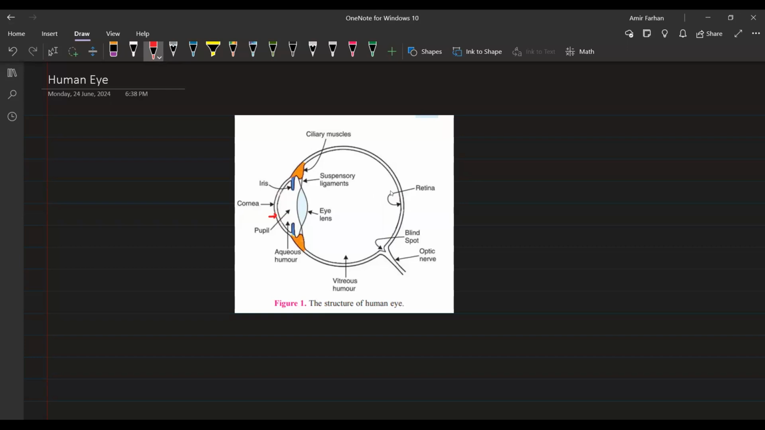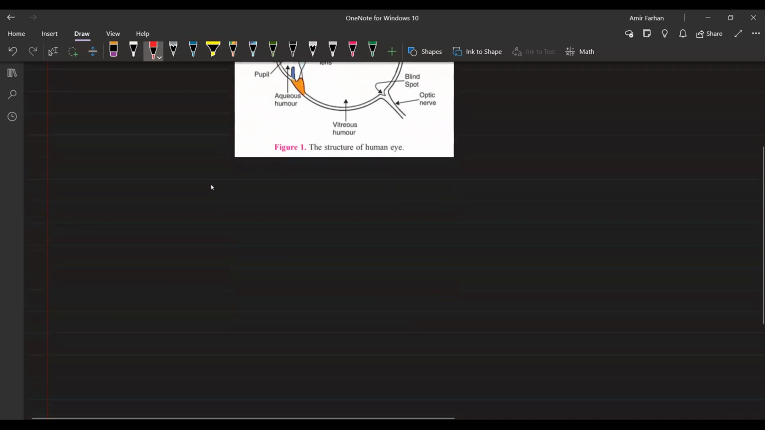So a real image can be obtained on the screen. The image formed by the eye is a real image, formed on the retina. After that, the image formed is converted into an electrical signal that is sent through the optic nerve to be processed by the brain. This is how the eye basically works. So let's understand this one by one.